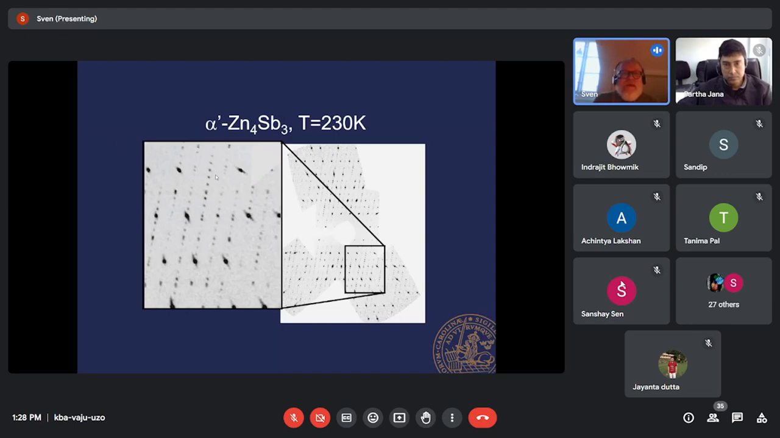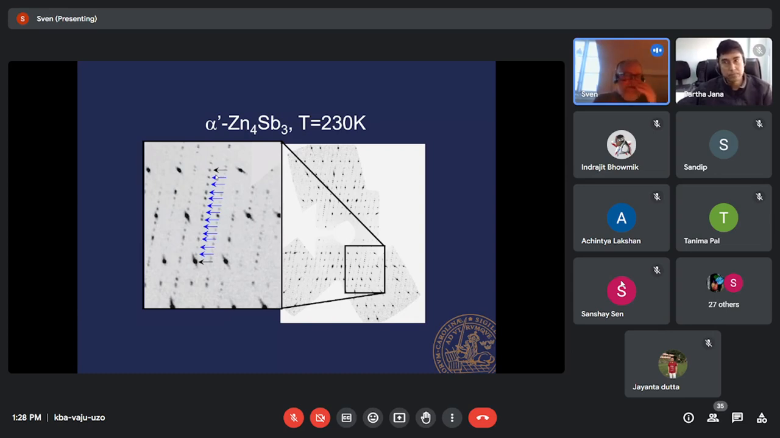If we look a bit more carefully at this, you see it's a very strange distribution of intensities. In fact, you have the main reflections, you have still the fourfold superstructure. And then on top of that, you have a 13-fold superstructure.